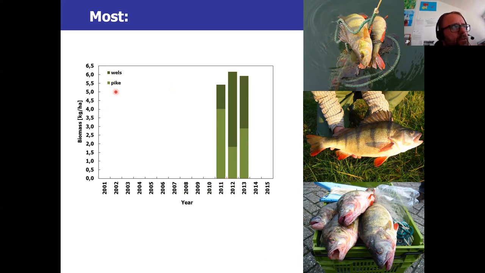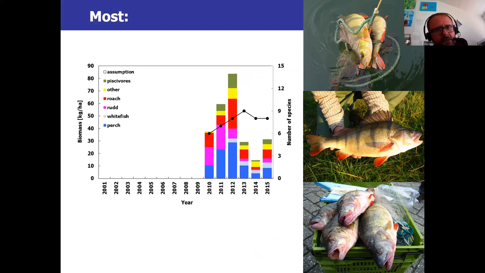We decided to stock only pike and zander. Again, in very high numbers of biomasses. Here it was even tripled for this lake when you compare it with Lake Milada. There was about 2 kilograms per hectare. Here we stocked about 6 kilograms per hectare because the idea was that this lake will be flooded very fast. It took one year more to take effect.